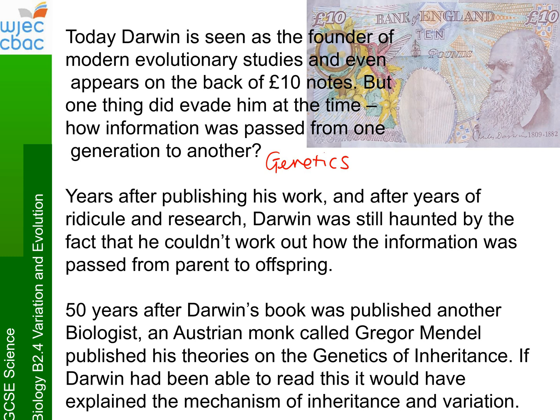50 years after Darwin's book was published, another biologist, an Austrian monk called Gregor Mendel, who we came across in the last booklet, published his theories on the genetics of inheritance. If Darwin had been able to read this book, it would have explained the mechanism of inheritance and variation to him. Unfortunately, he never got to read it.